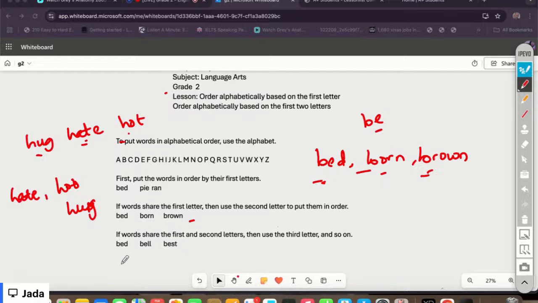we have also: if words share the first and second letters, then use the third one and so on. So if words share the first two letters, you have to make sure that you use the third letter. Okay? So, for example, we have BE, BE, BE. They all have the same first two letters, so we have to make sure that we use the next one.